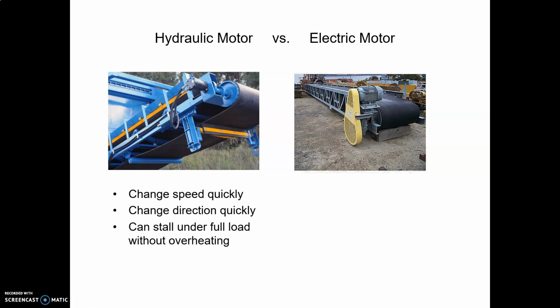You might want rotary motion in something like a conveyor. So here on the right is a conveyor where the head pulley is being turned by an electric motor. Here on the left is a conveyor where the head pulley is being turned by a hydraulic motor. This one on the left happens to be out in the yard at Peterson Pacific. So there's one of their hydraulic motors.